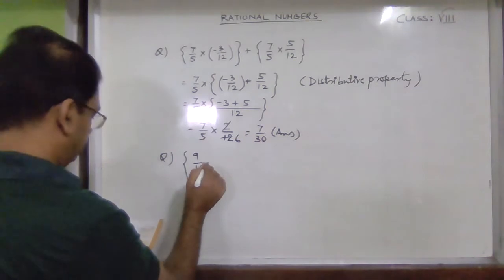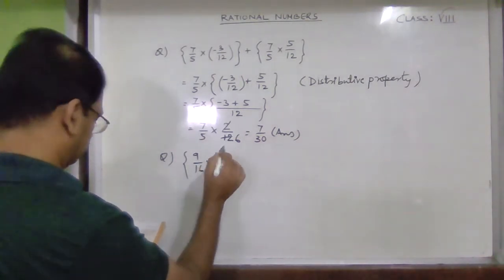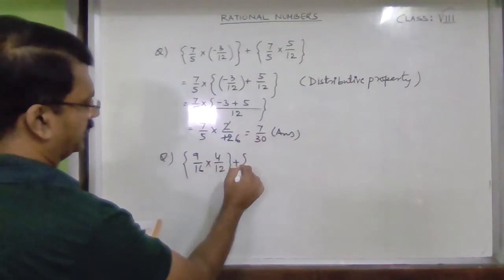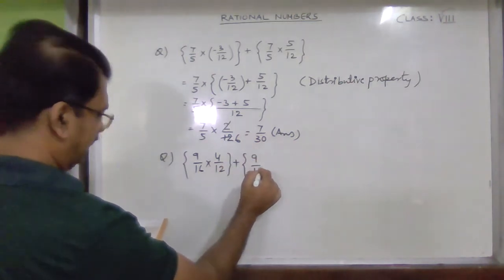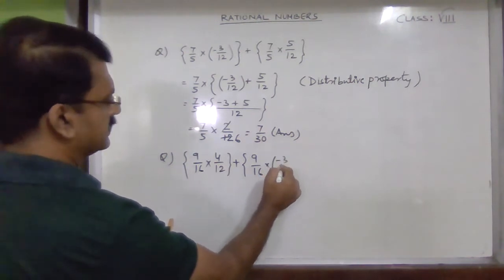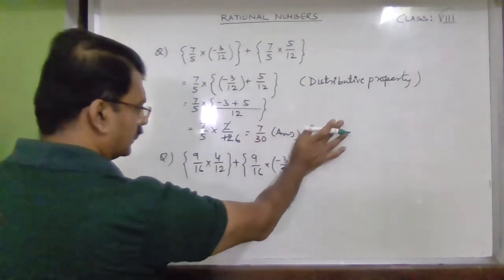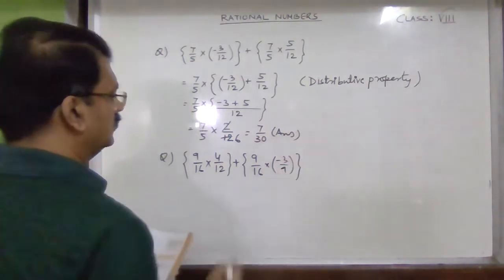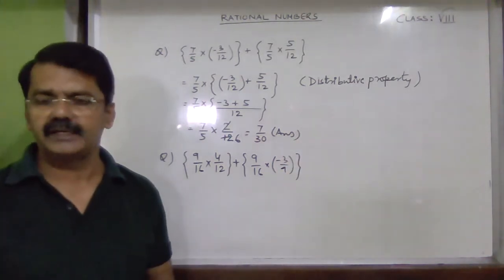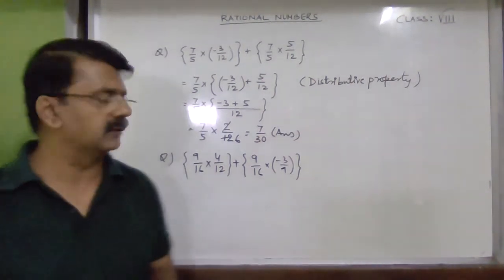9 by 16 into 4/12 plus 9 by 16 into -3/9. So again you have to simplify it using a property of rational numbers.